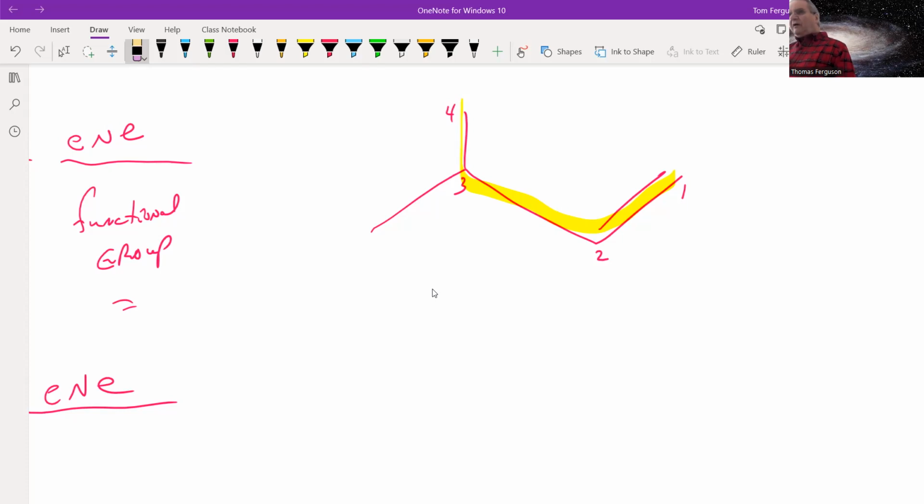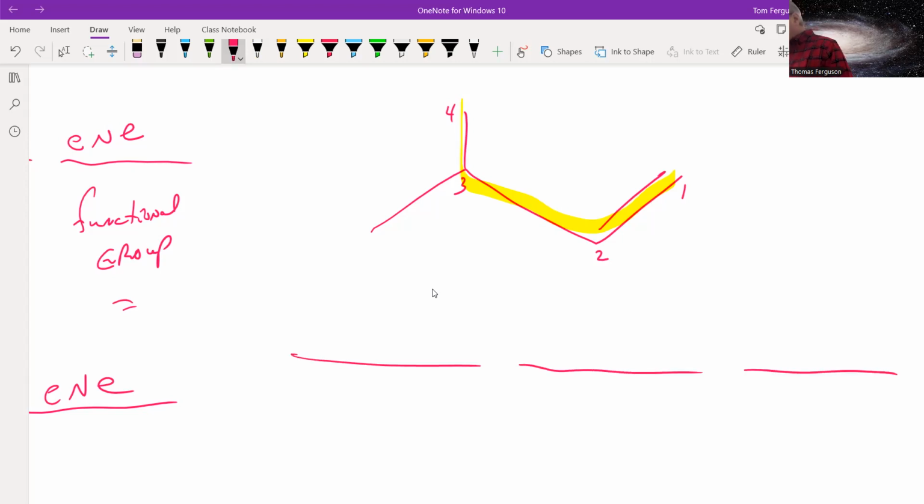So this is a 4 carbon. So that's a buta. Double carbons have an ENE functional group name. And where is the carbon where the double bond is located? Carbon number 1. So it's 1-butene.